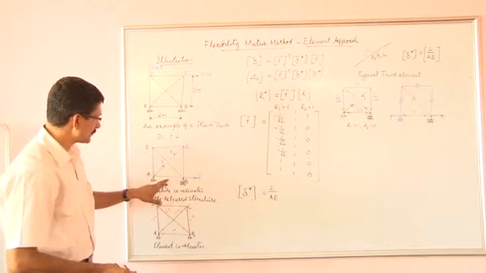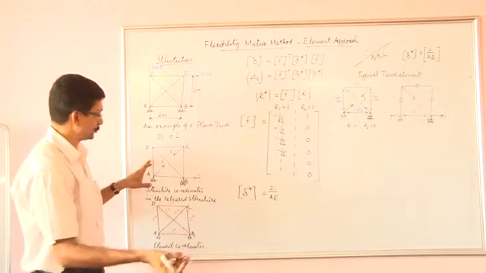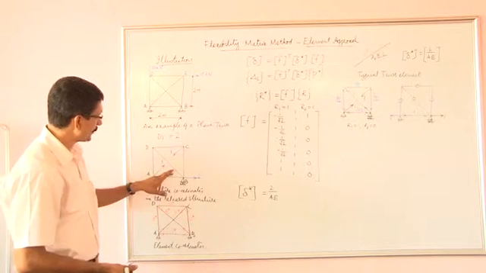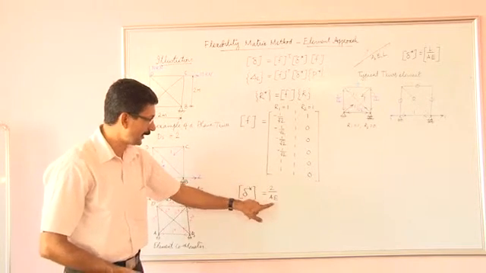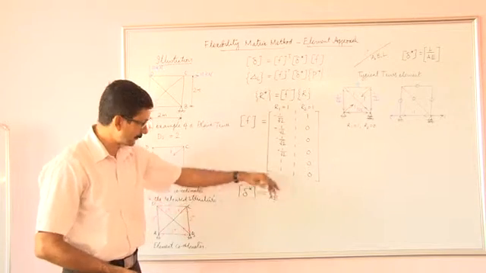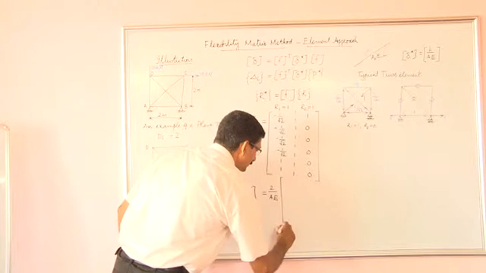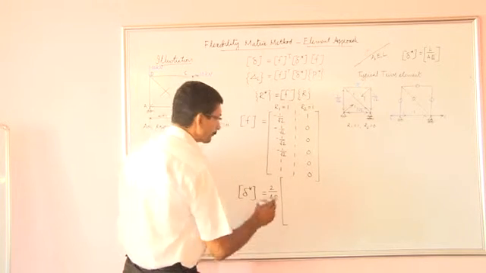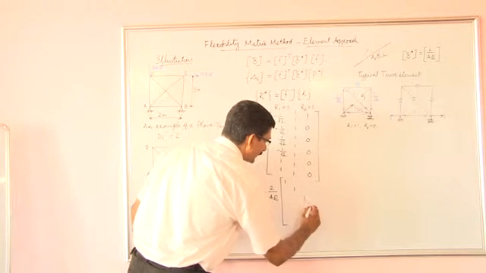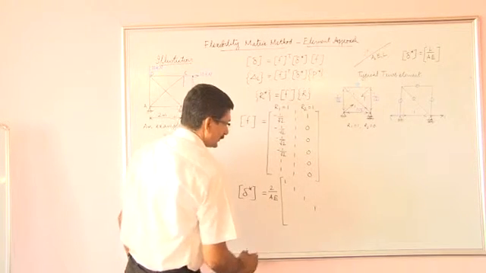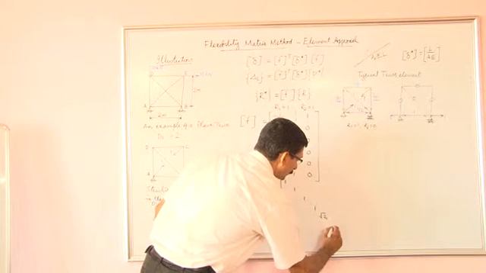Length of these members, this member, this member, this one and this one, they are 2 meters each. Length of this member and of course this member, that is 2 root 2. So 2 is also going to be a common factor. AE is also going to be a common factor. We took them outside. So what remains inside along the diagonals, we have non-zero elements. There would be 1, 1, 1 here and root 2 as the next diagonal, root 2 as the last diagonal.